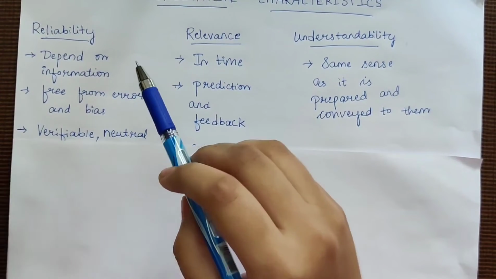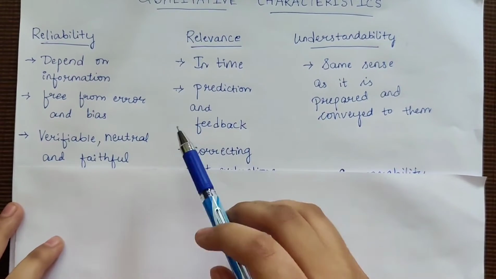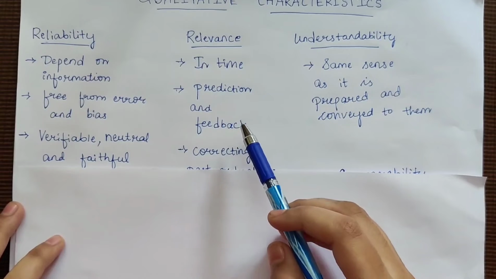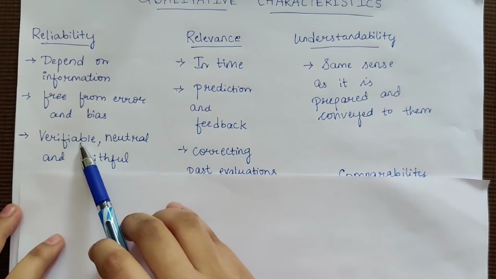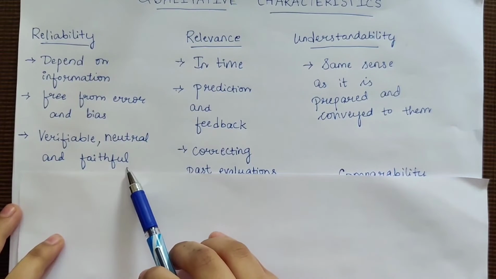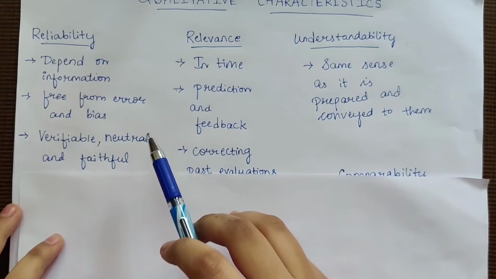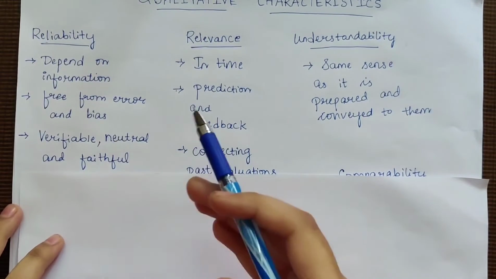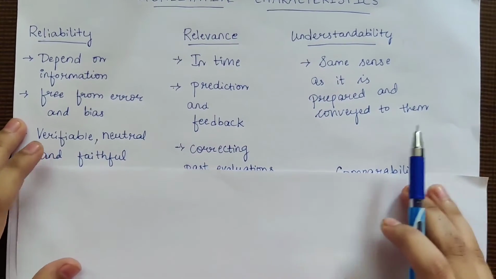The information should be credible, that is, it must be verifiable by independent parties like chartered accountants, and be neutral and faithful. Because if it is verified, neutral and faithful, then only it becomes credible, that is, the trustfulness of that particular information, and from that information the company is going to make decisions for the sake of the company.